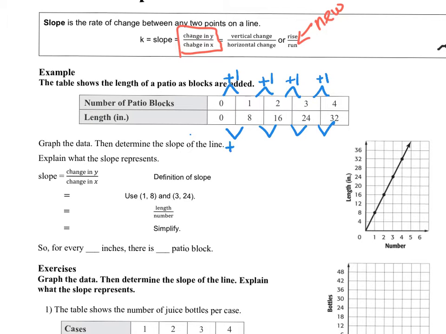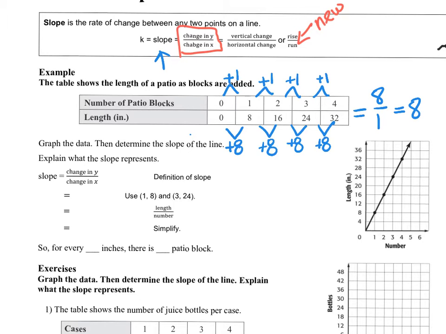What's the change on the bottom? It's going to be +8 all the way through. And that's kind of what we've been talking about, how to find unit rate or the constant of proportionality. So if I were to write this as change in y over change in x, it would be 8 over 1, which is 8. Well, that is really our slope, okay? So it's several different things.